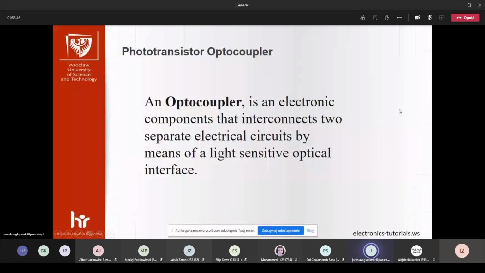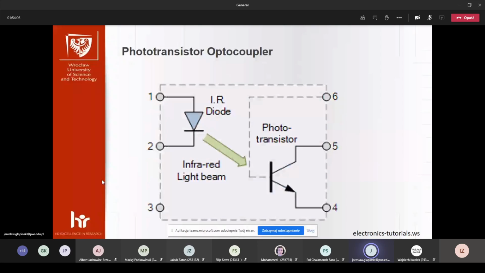We can also combine two photoelectric elements and produce something called an optocoupler. An optocoupler is made of, in fact, two elements. One is the light emitting element, and one is the photosensor. In this case, it is a phototransistor.